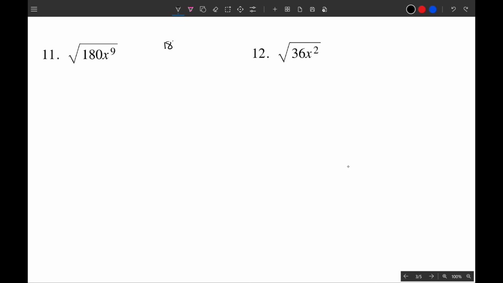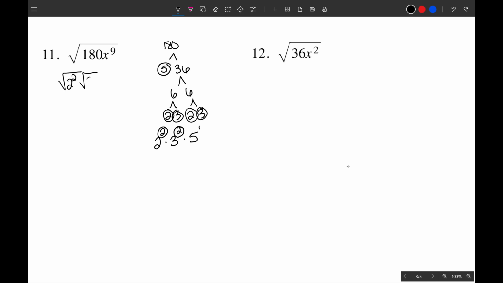All right, 180. I can do 5 times 36. 5 is prime. 36 is 6 times 6. And 6 is 2 times 3. So I have 2 to the 2nd, 3 to the 2nd, and a 5. So 2 squared is a perfect square, 3 squared is a perfect square, and then I have my prime number, 5 to the 1st, so I have the square root of 2 squared times the square root of 3 squared times the square root of 5.